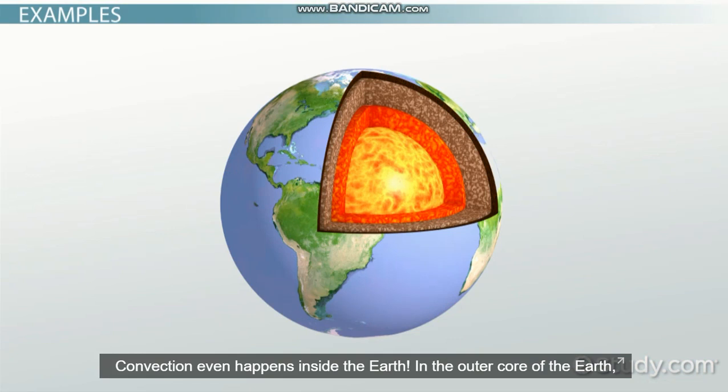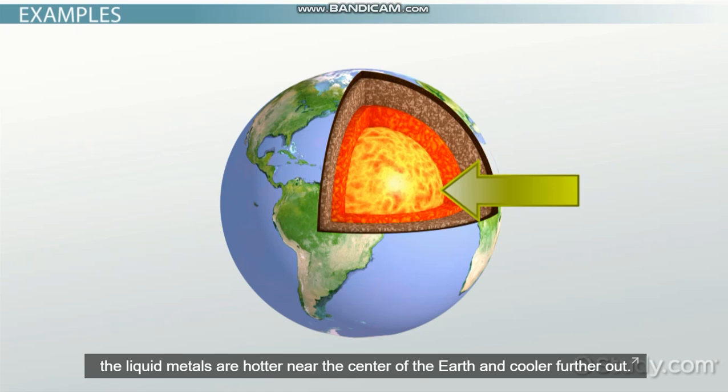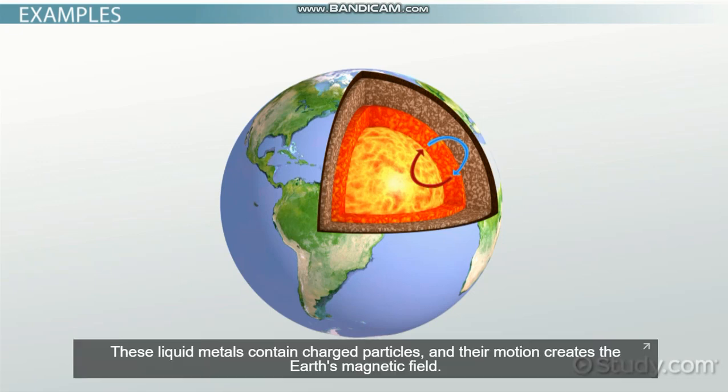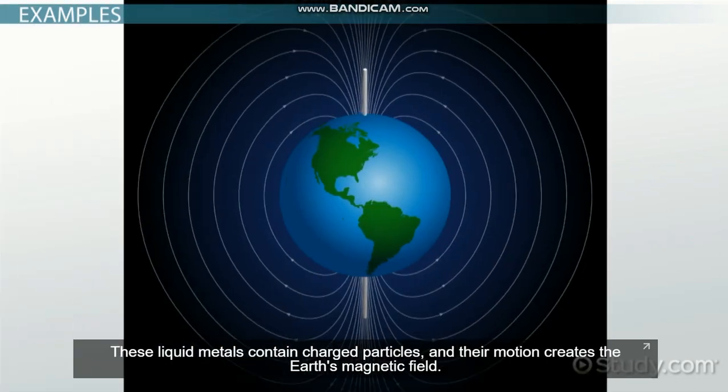Convection even happens inside the Earth. In the outer core of the Earth, the liquid metals are hotter near the center of the Earth and cooler further out. This causes them to flow around in convection currents. These liquid metals contain charged particles, and their motion creates the Earth's magnetic field.